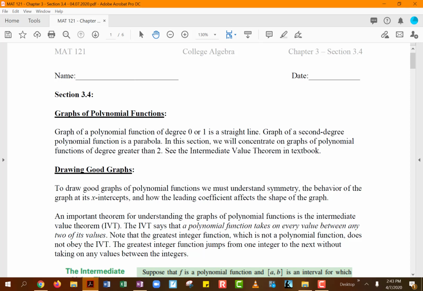As you can see, this is going to be about graphs of polynomial functions. So far we have talked about graphs which were straight lines, and they come from polynomial functions that either have degree 0 or degree 1. So those guys are straight lines.